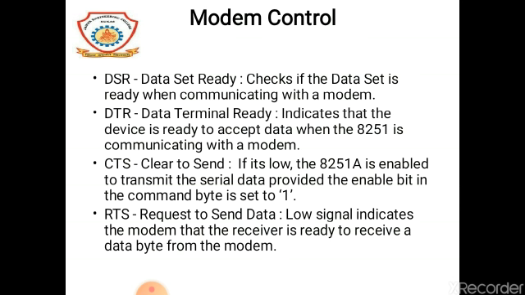CTS stands for clear to send. If it is low, the 8251A is enabled to transmit the serial data, provided the enable bit in the command byte is set to 1. Next is RTS. It stands for request to send data. A low signal indicates to the modem that the receiver is ready to receive a data byte from the modem. Means RTS is active low. If this signal goes low, then it works.